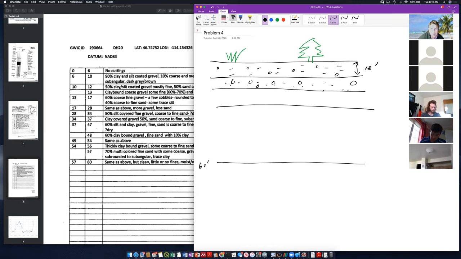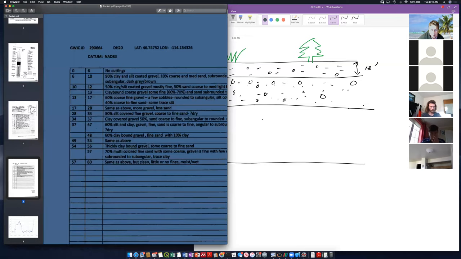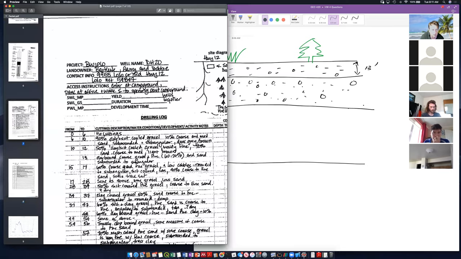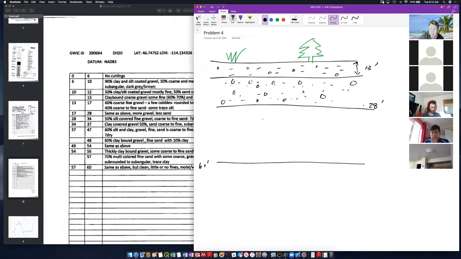Really, in fact, I'm going to get rid of this one, all the way to 28 feet it's the same as above. So we have sands with some gravel. So then the next thing I see here, this would be down to 28. This is from 13 to 28 feet depth. Beneath that, we get back into sort of silty gravel.